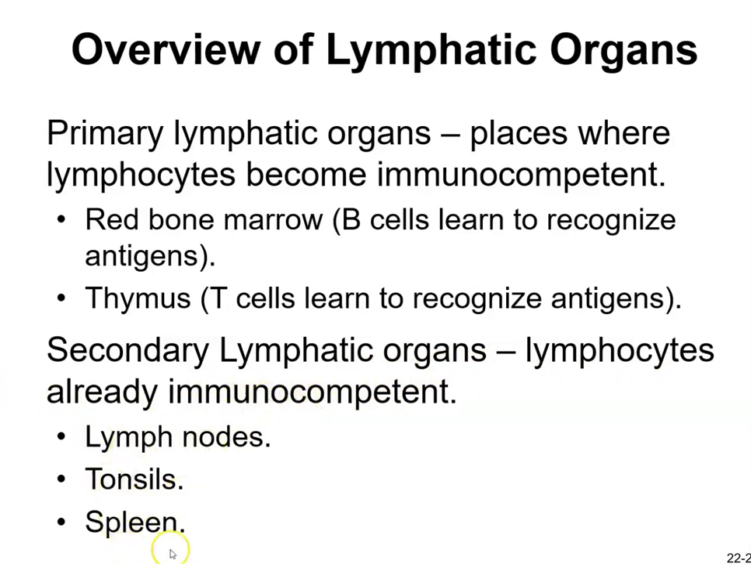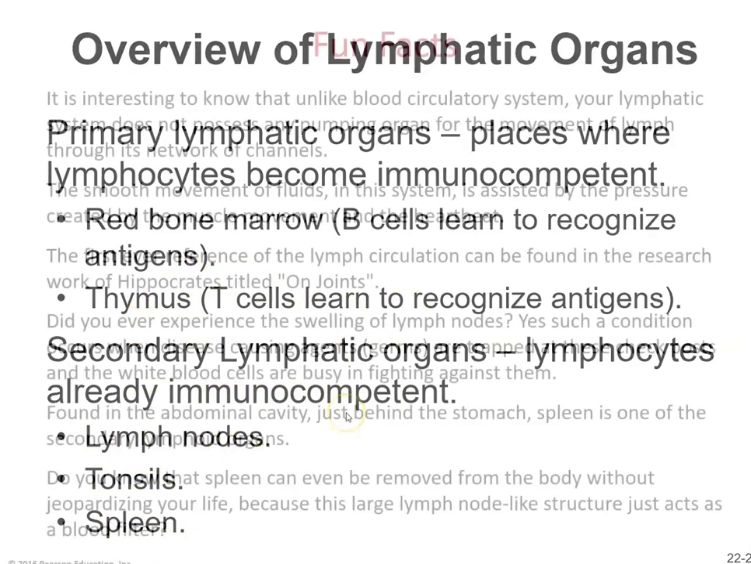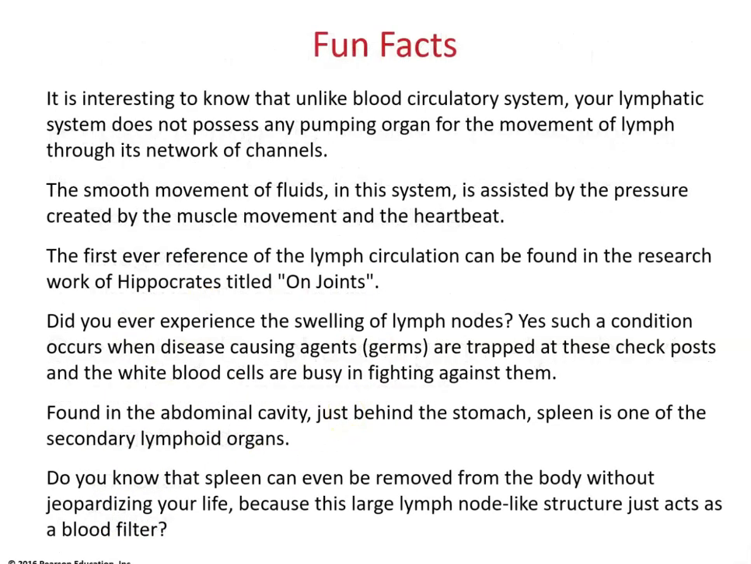You have lymph nodes, tonsils, and the spleen. So these are the parts of the lymphatic system. Interesting to know that unlike the blood circulatory system, your lymphatic system does not possess any pumping organ for the movement of lymph through its network of channels.